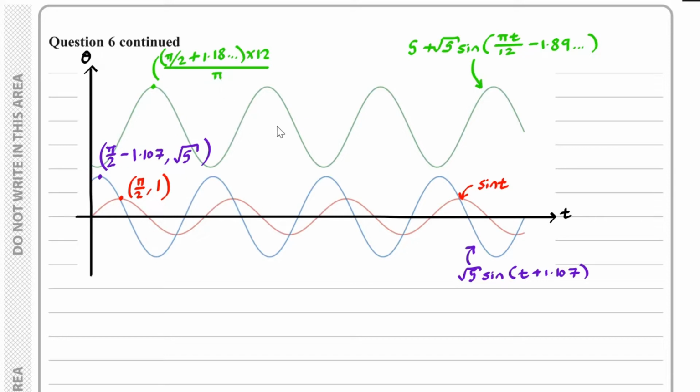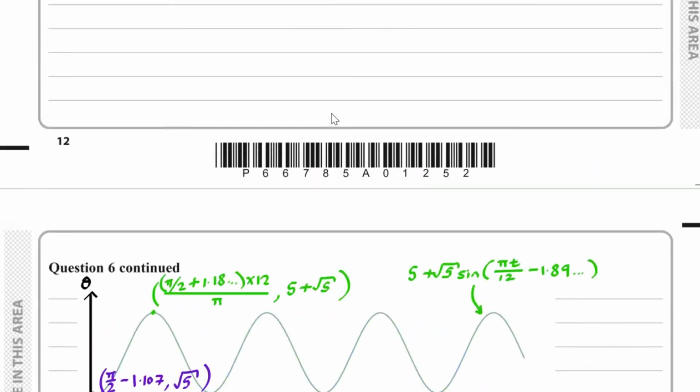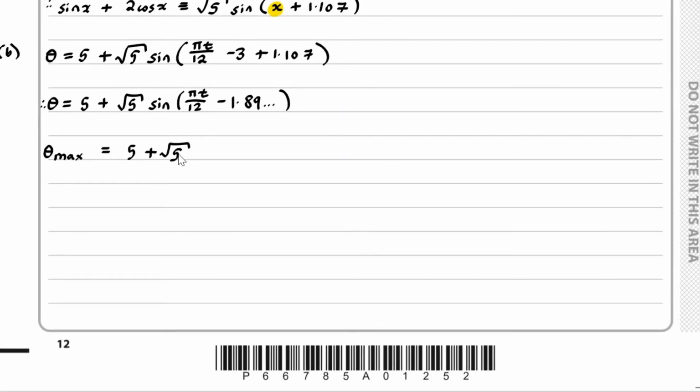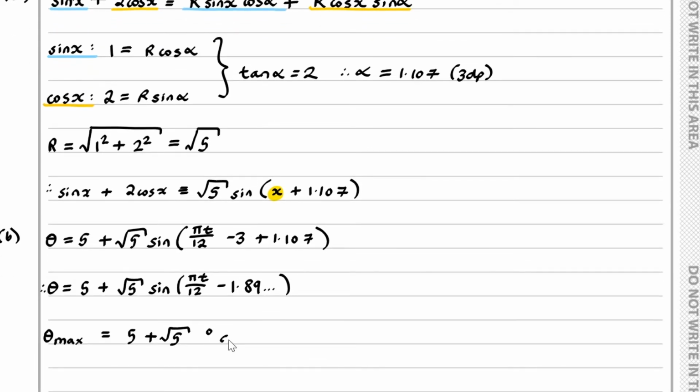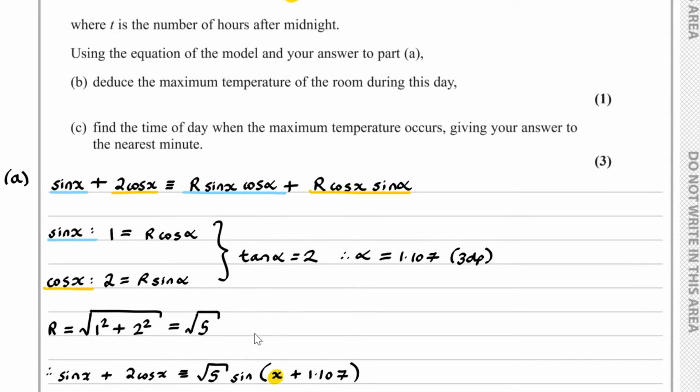So that's the x coordinate of the maximum point, and the y coordinate will be this root 5 plus 5. So here we have 5 plus root 5. Okay? Hence, the maximum is 5 plus root 5, as we see here. And don't forget your units. We have degrees C. And now for part C, we have to find the time of day when the maximum temperature occurs, giving an answer to the nearest minute.